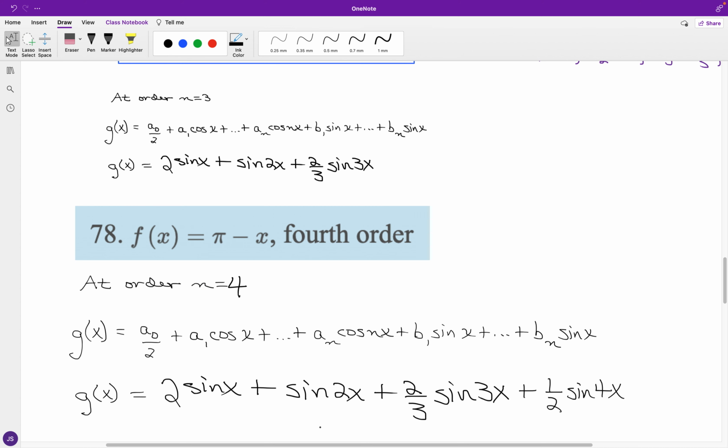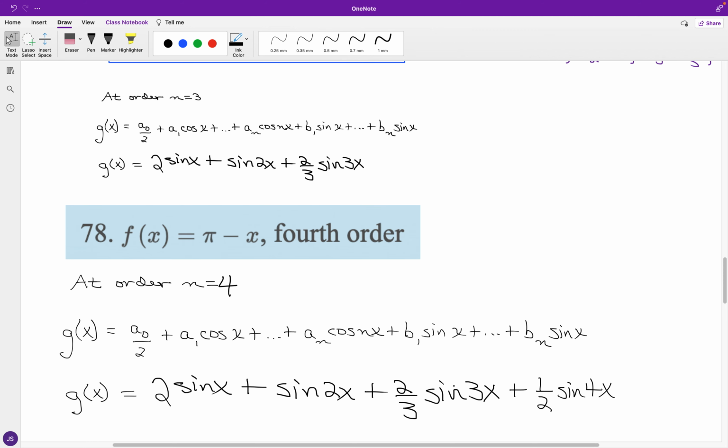Now, for the same function but carried out to the fourth order, at n equal to 4 we have the exact same terms, but now we're adding another item, b sub 4 times the sine of 4x, and b sub 4 is going to be 2/4, and that lowers to 1/2. So for g of x, we have 2 sine of x plus the sine of 2x plus 2/3 of the sine of 3x plus 1/2 of the sine of 4x.